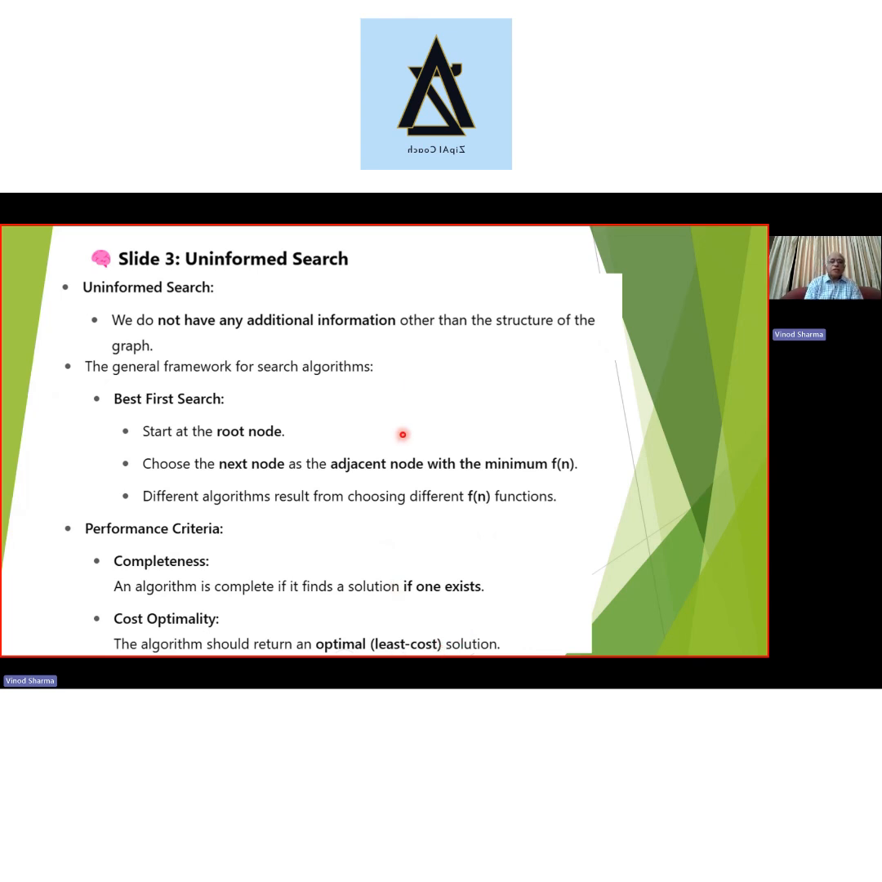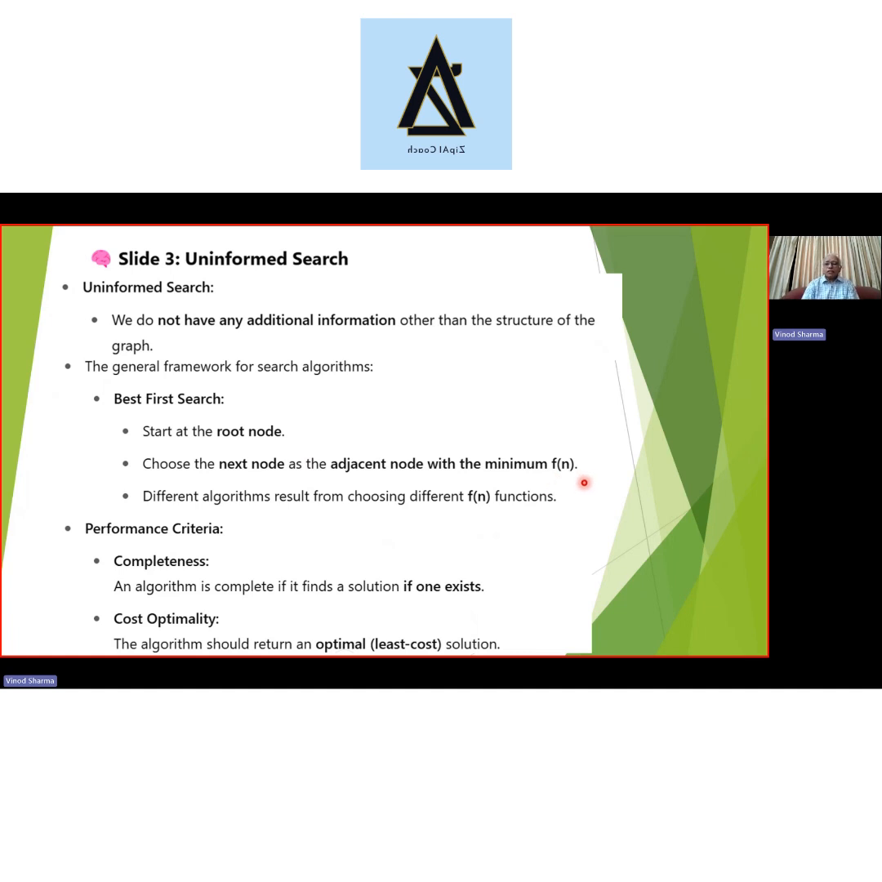There is a general framework for that to obtain multiple algorithms. This is called best first search. In this case, you start at the root node, and the next action you will choose, among the possible actions available, is to go to one of the adjacent nodes where it can go, but we need to choose the node with minimal function f(n). If the node is n, there is a function value f(n) associated with it.